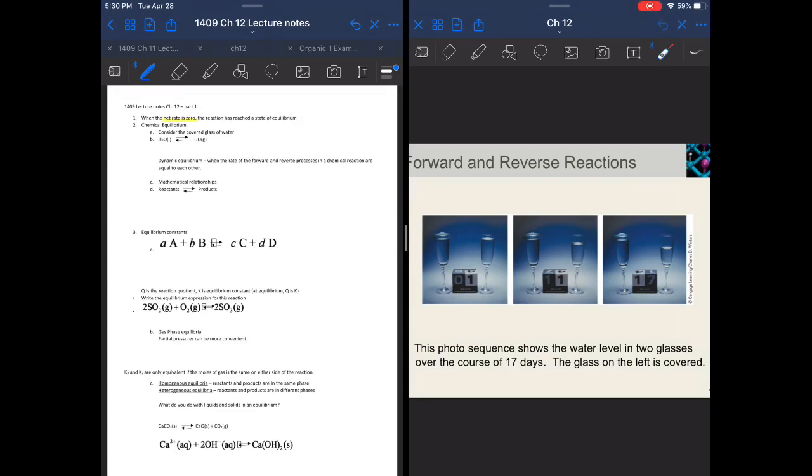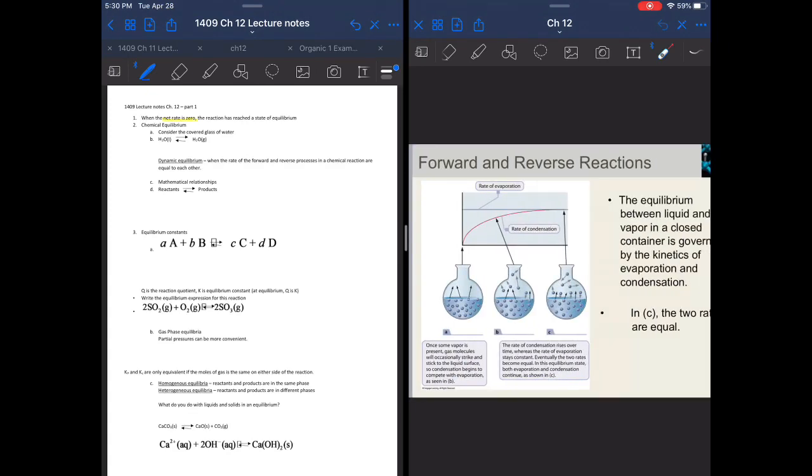So what is going on then inside of the covered glass? Well, when you first put the water into the covered glass, you have evaporation occurring. You have this forward reaction of H2O liquid going to H2O gas. And so that rate of evaporation with the lid on it is actually going to remain constant. At the beginning, when there is no water vapor in the glass, the rate of the reverse reaction is 0. There isn't any H2O gas to condense.